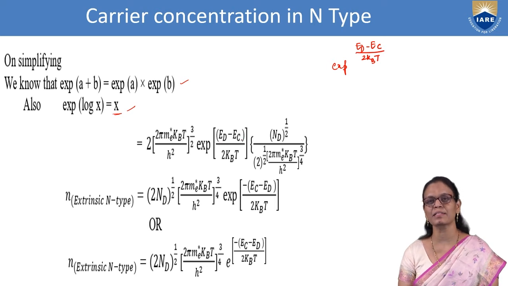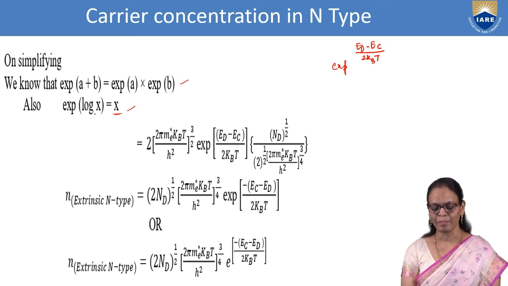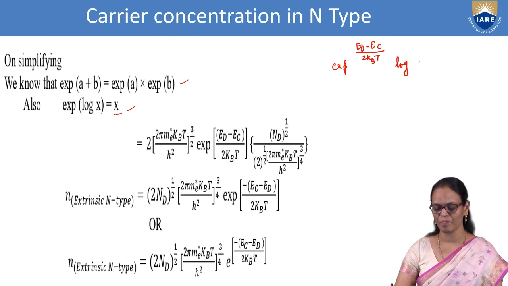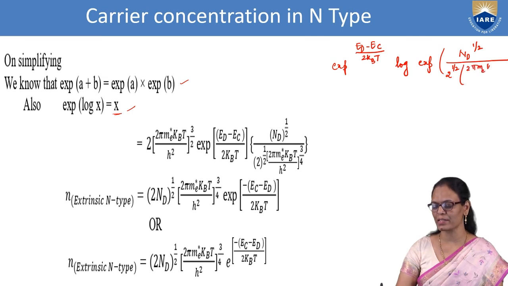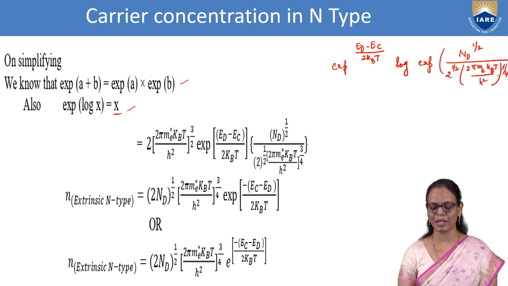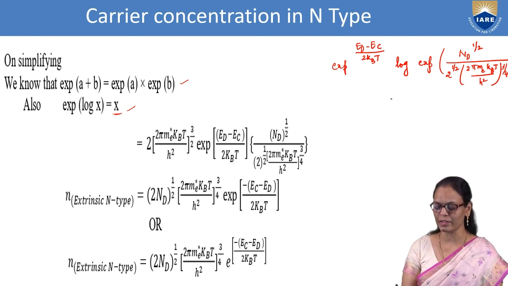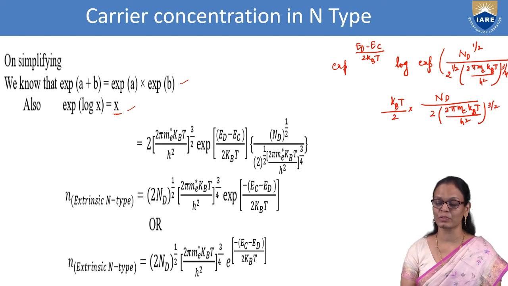Now we are writing here (ED − EC)/2kBT. And because we had the logarithm of the exponential, how we are getting this expression is: what we had is Nd, we had kBT by 2 into Nd by 2 into (2π me kBT/h²) power 3/2, we had.